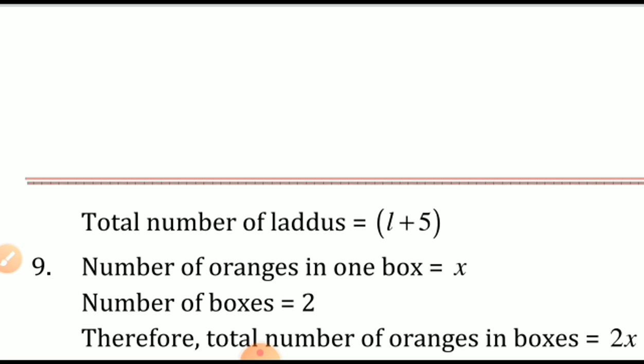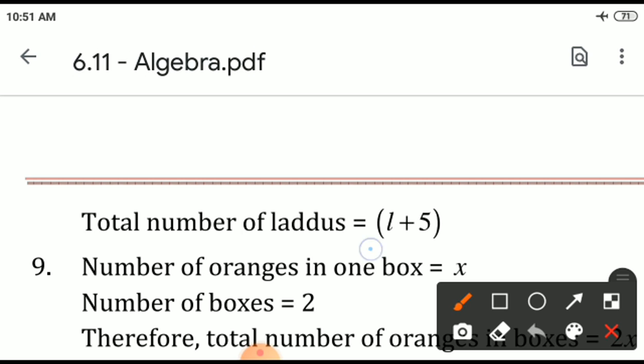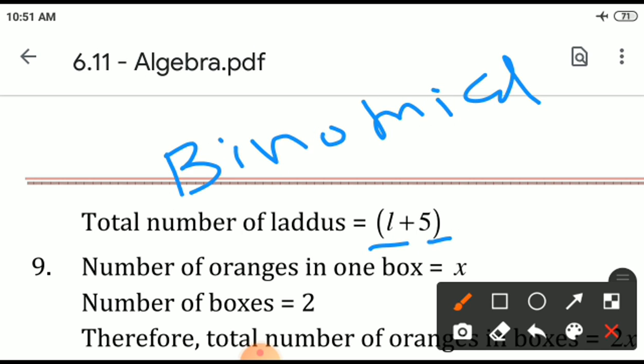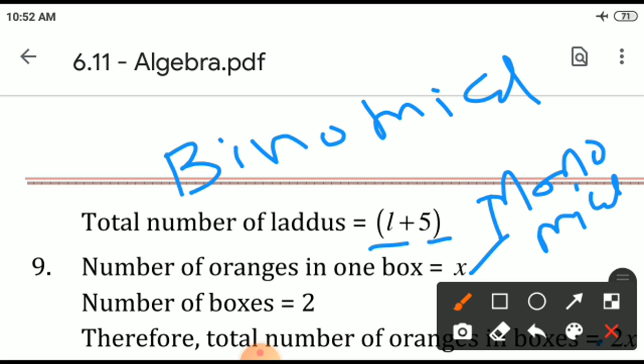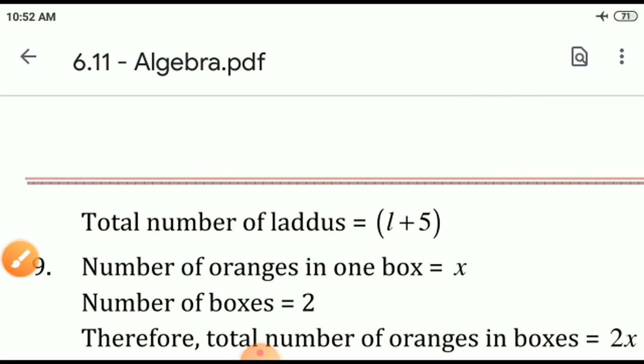In this exercise, we just have to form the expressions only. An expression has terms. In this question, there are two terms: one is L and second is 5. That's called a binomial. Binomial means two terms are there. If there is only one term, suppose this is x, x is a monomial, meaning one term. 2x is monomial or binomial? Yes, correct. It's a monomial.